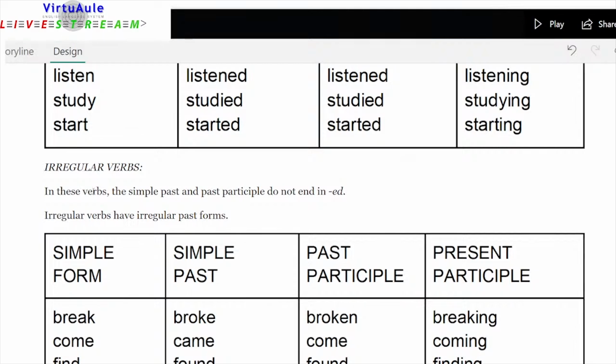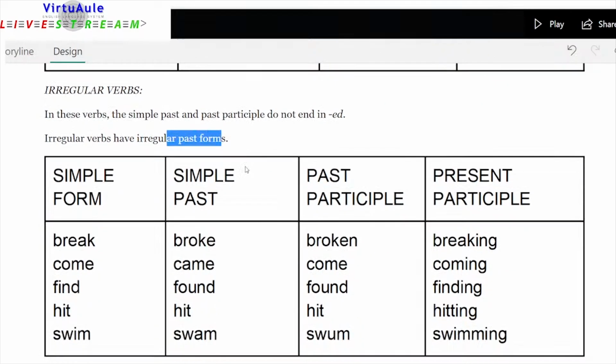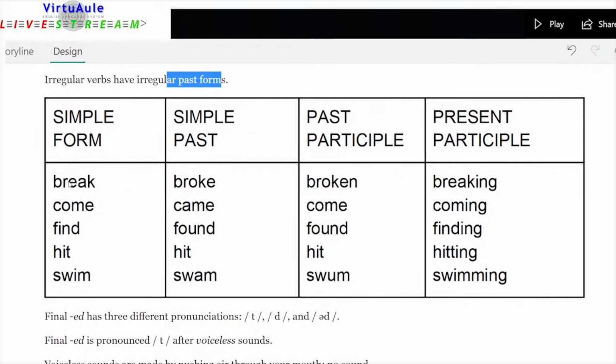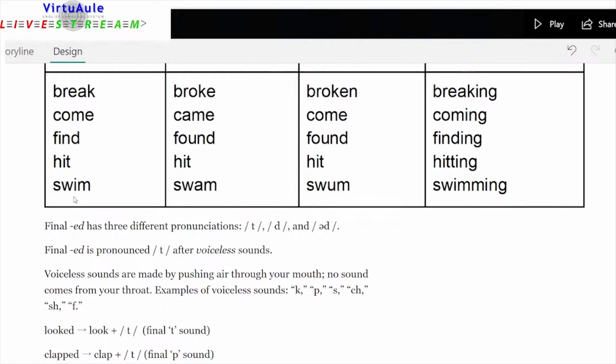Irregular verbs. In these verbs, the simple past and the past participle do not end in ed. Irregular verbs have irregular past forms. Okay, you probably know this. Break, broke, broken, and we have breaking. Come, came, come, coming. Notice the spelling. Find, found, found, finding. Hit, hit, hit, hitting. Swim, swam, swum, swimming. So the final ed has 3 different pronunciations: t, d, and ed.